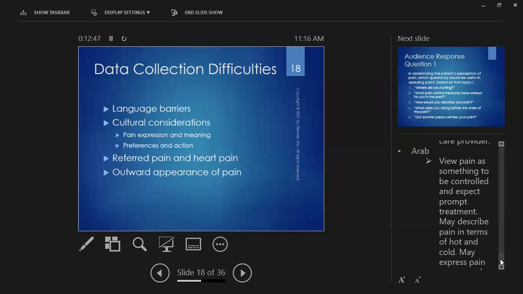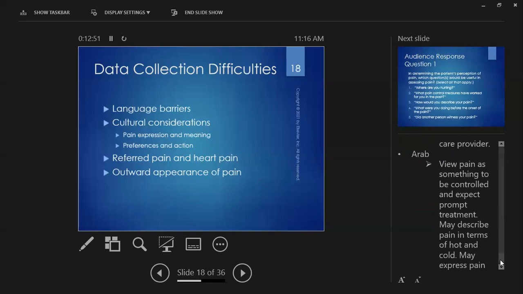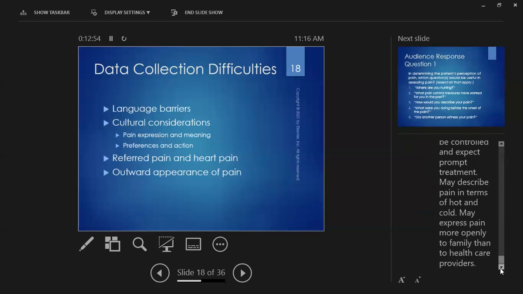Arab populations may view pain as something to be controlled and expect very prompt treatment for their pain. They may describe their pain in terms of being hot or cold. They may express their pain more openly to family than to the healthcare providers.